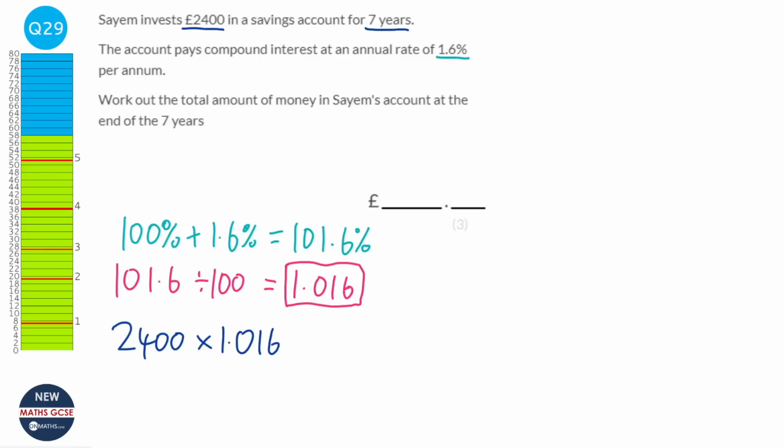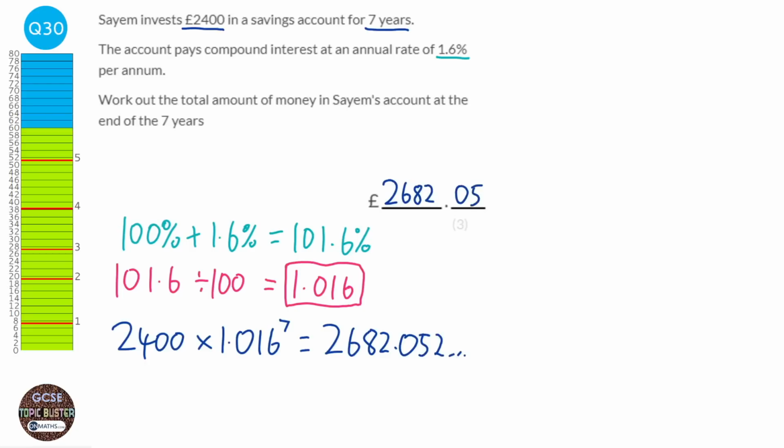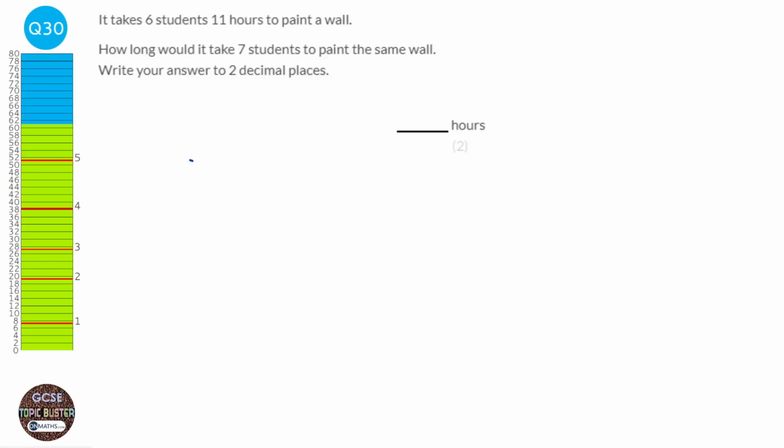But we're told that it's for 7 years that it's going to be in there. So we then times it by 1.0167 times, or an easier way of doing it is 1.016 to the power of 7. When we do that, we get 2,682.052 and so on, and because it's money, we round to the nearest pence, so 2,682.05.